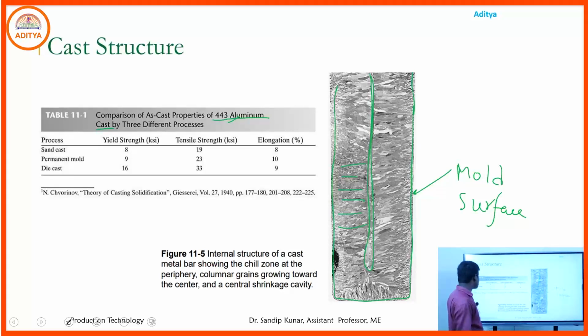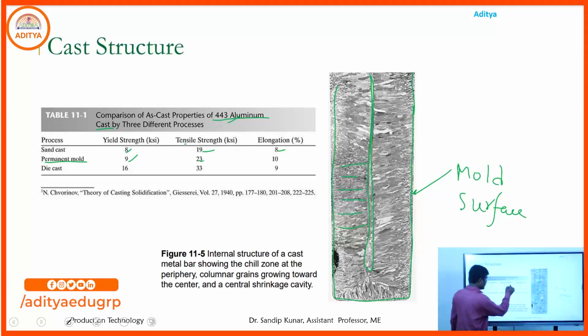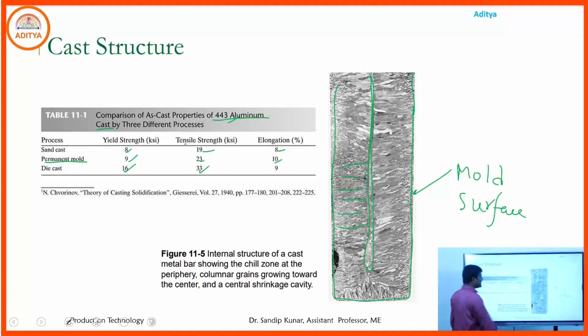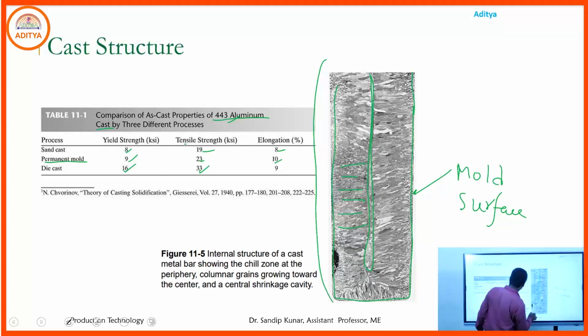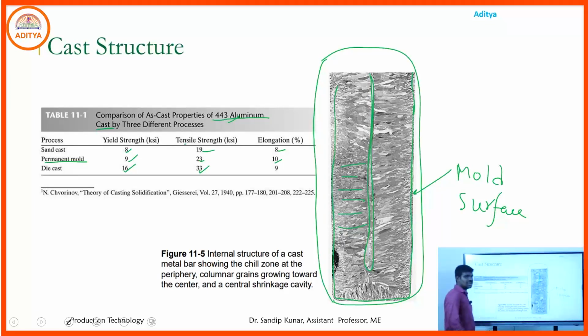If we compare the different processes: in sand casting, yield strength is about 8 ksi, tensile strength 19 ksi, and elongation 8%. In permanent mold, yield strength is 9 ksi, tensile strength 23 ksi, and elongation 10%. In die casting, yield strength is 16 ksi, tensile strength 33 ksi, and elongation 9%. That is a practical example of the structure of the solidified product.